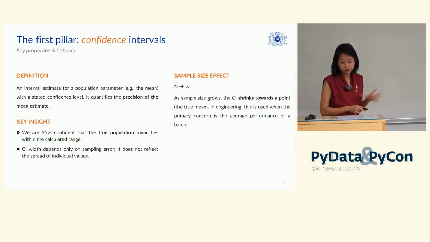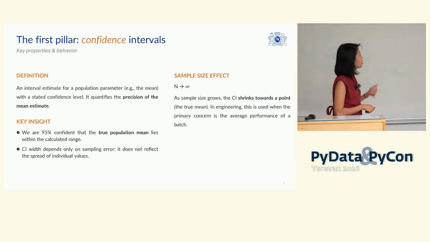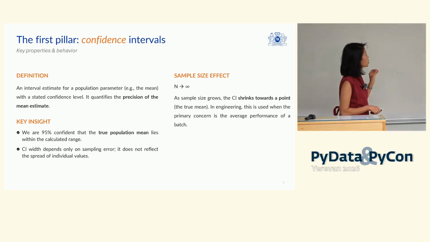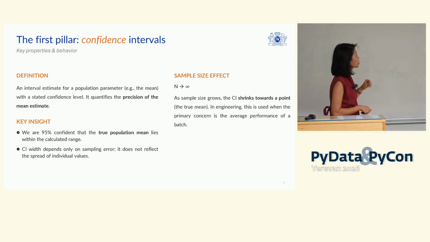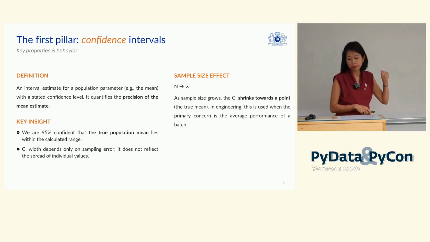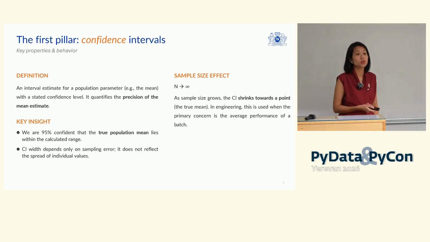So the confidence interval I mentioned before, this is something you might have heard already as well. Something said like 95% confidence that my true population mean lies within this calculated range. And as I mentioned, increasing the number of samples will make the interval shrink toward a certain point, which is then your true mean.